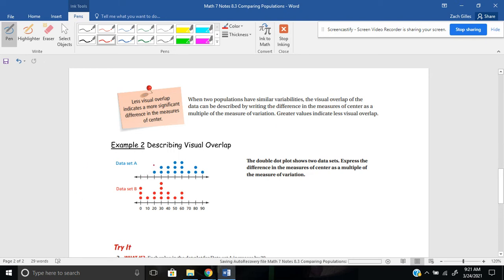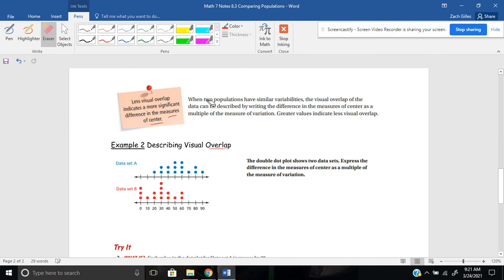For example 2, it says describing visual overlap. So where these two data sets kind of overlap. It says less visual overlap indicates more significant difference in the measures of center, or the medians, right? The more that these are overlapped, the closer that their medians are going to be. If all of our data was spread out over here on data set A and all of data set B's data was over here, their medians would be very different. But the closer that they get to one another, the closer their medians, or their middle numbers, are going to be. That's kind of what this is saying.